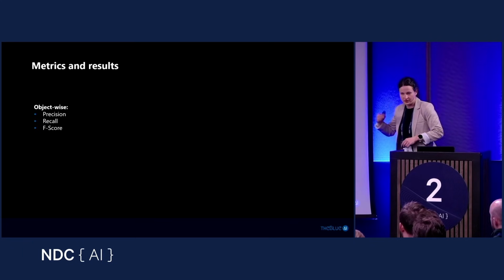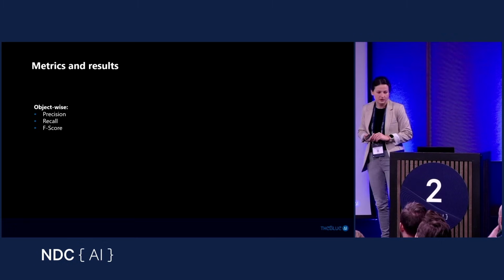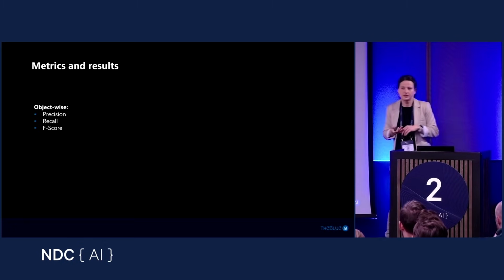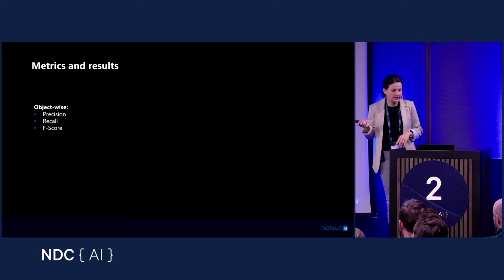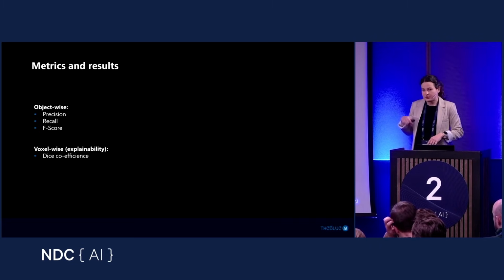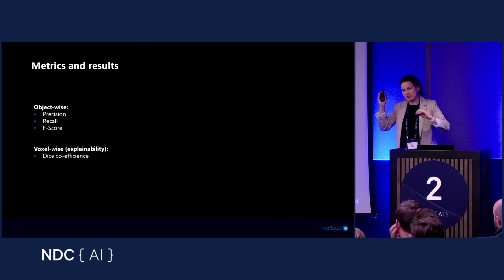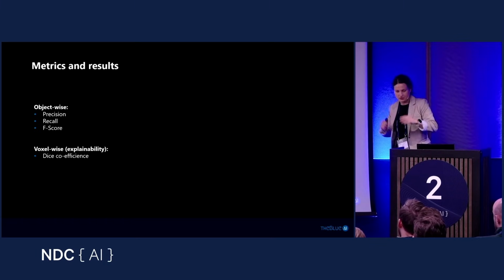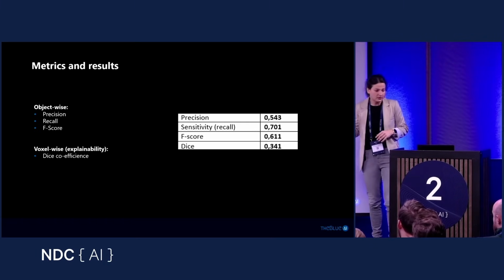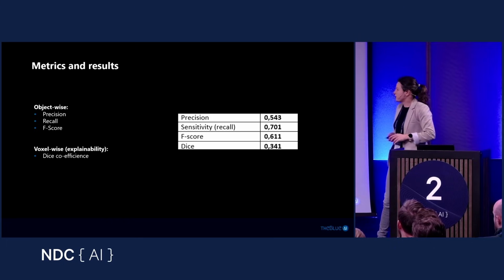So we compared the traditional object-wise metrics, so on the level of the whole series, did we recognize the FCD, yes or not? And the voxel-wise, so voxel is like pixel, but in 3D. So we're just taking a look at each of them and saying, was it right or was it wrong? And we get actually quite nice results.